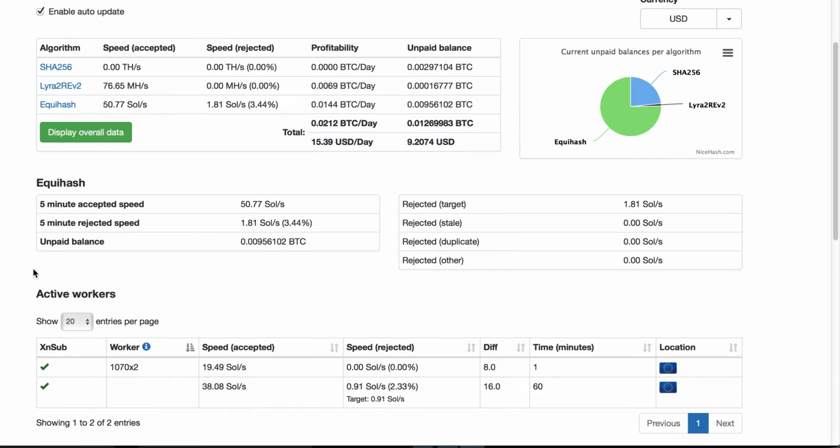So the start, if we check the start, here is the NiceHash website, and if we check the Equihash algorithm, it's currently 50 sols per second, but it's just for the two of the rigs. I have a 1070 and AMD cards, so the AMD rig shows 38. I've got some speed rejected, and I think it will be okay in a few minutes.